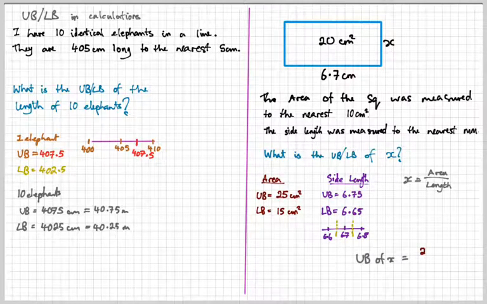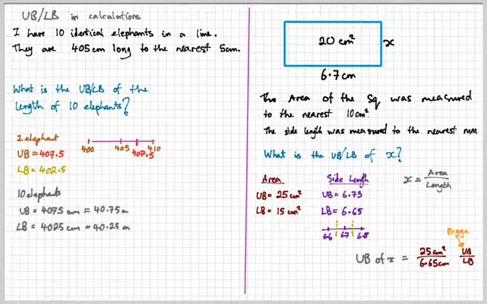So what are we going to do to find the upper bound? If we did 25 centimetres divided by 6.75 centimetres, the upper bound divided by the upper bound, that wouldn't give us the maximum possible value of x. To give us the maximum possible value of x, we're going to do the upper bound of the area divided by the lower bound of the side length. The upper bound divided by the lower bound. Because if we do a bigger number divided by a smaller number, this will give us a bigger answer.